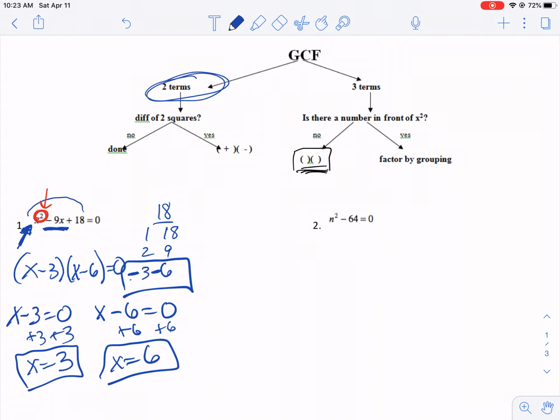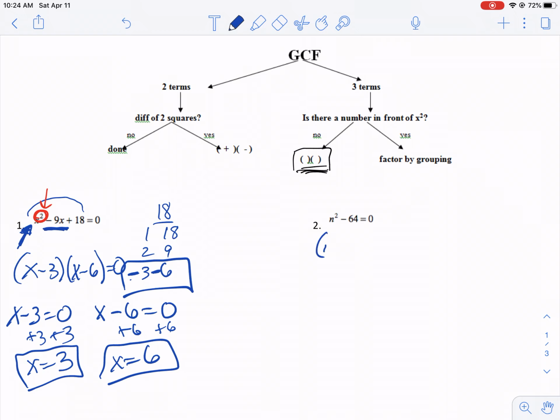So I'm over here at the 2 term side. And if it's 2 terms, I am supposed to ask myself, is it difference of squares? Well, difference means it has to be subtract. We do have that. And 2 squares means that we have perfect squares on either side of that subtraction. Well, n squared is a perfect square. It's right in the name. 64 is a perfect square because 8 times itself will make it.